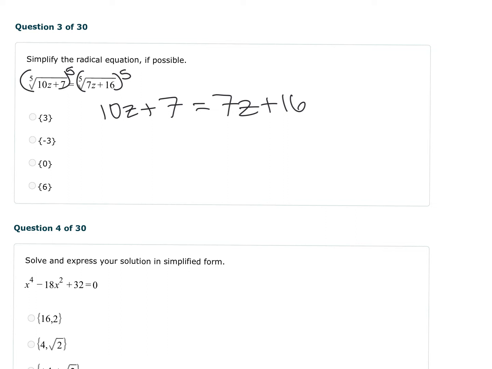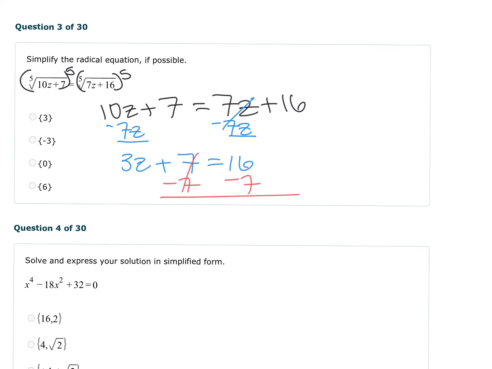So I just want to get my z's on one side of the equal sign. So I'd probably subtract 7z first. And then I would get 3z plus 7 equals 16. And then I would subtract 7 from both sides, which would give me 9. So 3z is equal to 9. Divide both sides by 3.